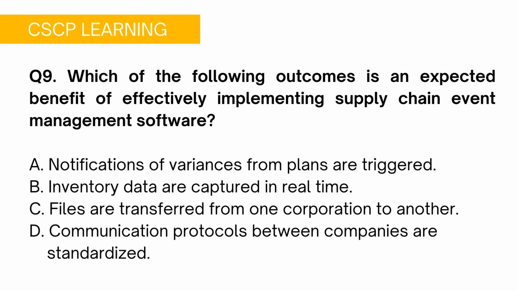Question 9. Which of the following outcomes is an expected benefit of effectively implementing supply chain event management software? A. Notification of variances from plans are triggered. Option B. Inventory data are captured in real time. Option C. Files are transferred from one corporation to another. Option D. Communication protocols between companies are standardized. Let's evaluate option A. Notification of variances from plans are triggered.